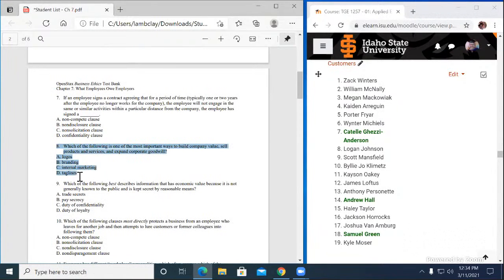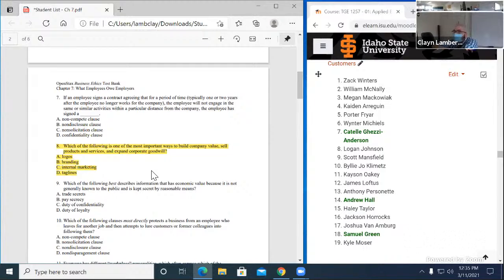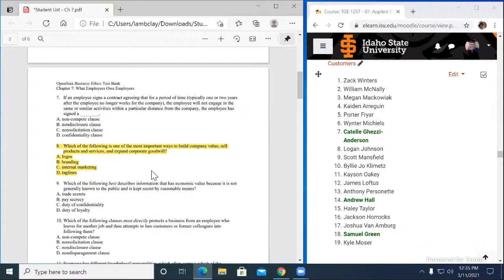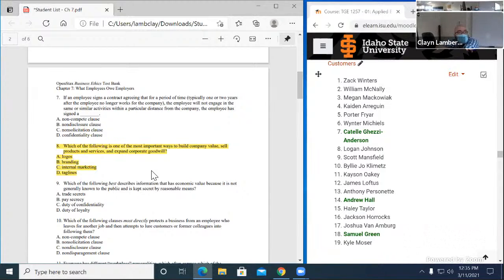It says, which of the following is one of the most important ways to build a company's value, sell products and services, and expand corporate goodwill? And I put B, branding. Okay, why is that the case? Because I feel like branding covers all those things, like logos, taglines, and intro marketing. Exactly. All of those other ones are parts of it, but they don't encompass the whole. Branding is the concept of identity. Perfect.